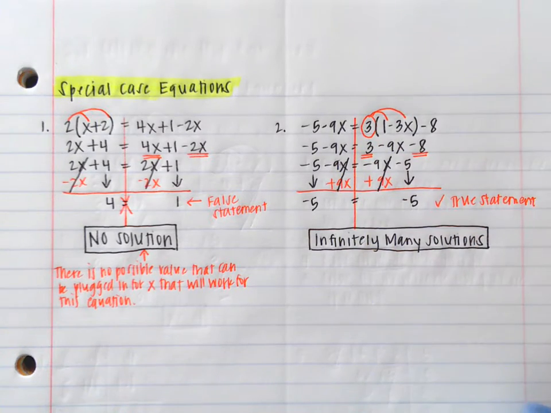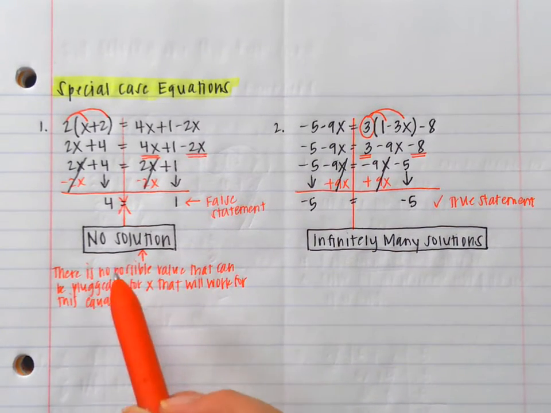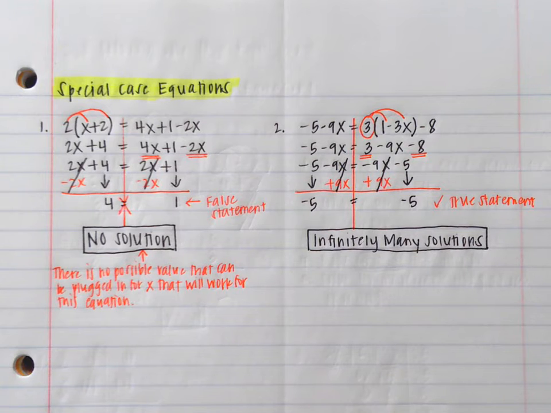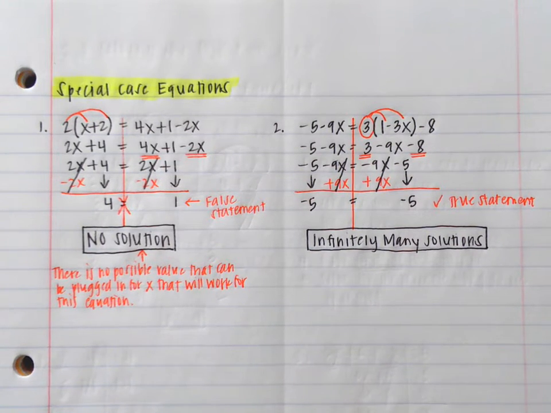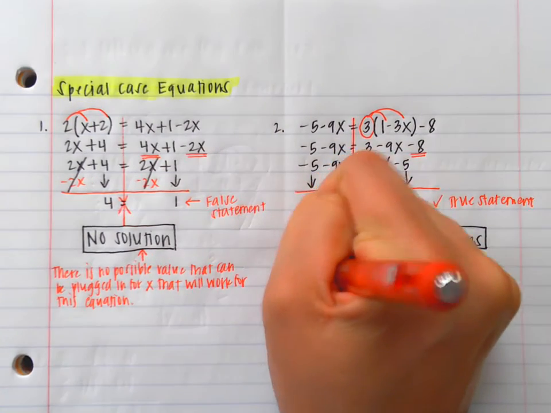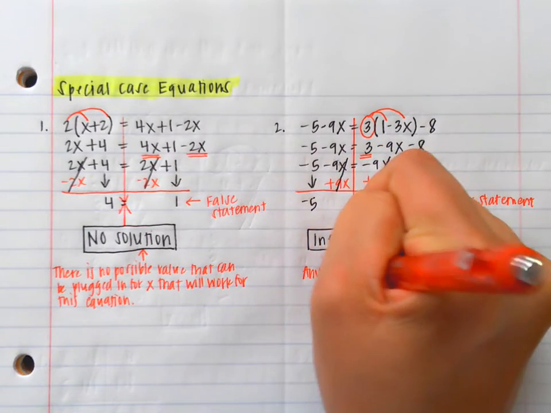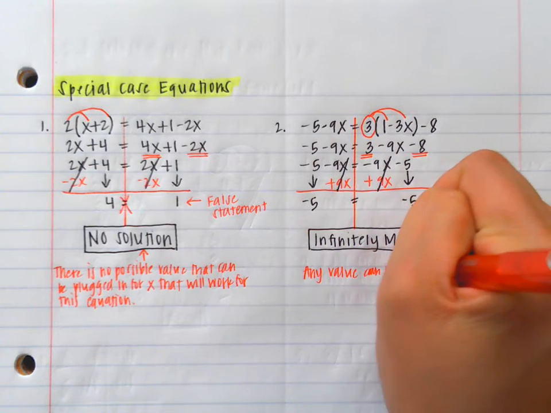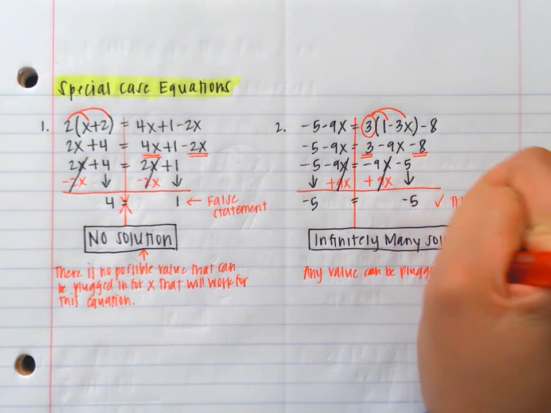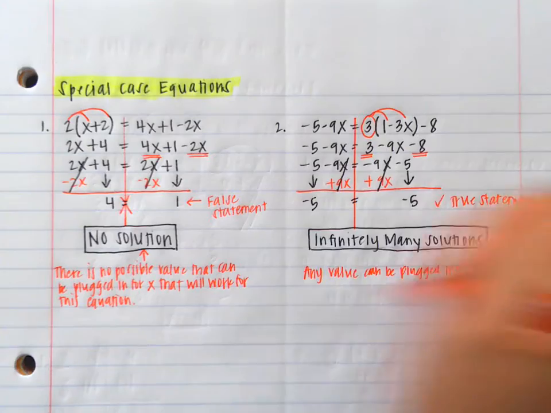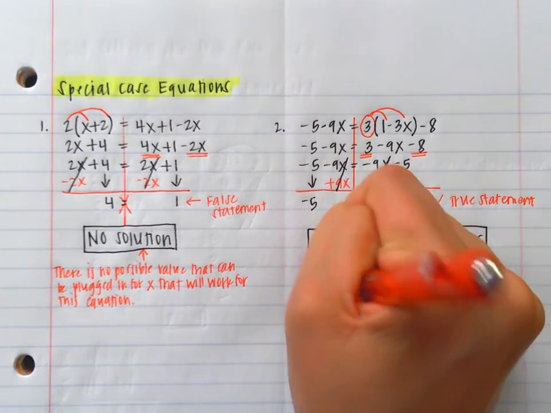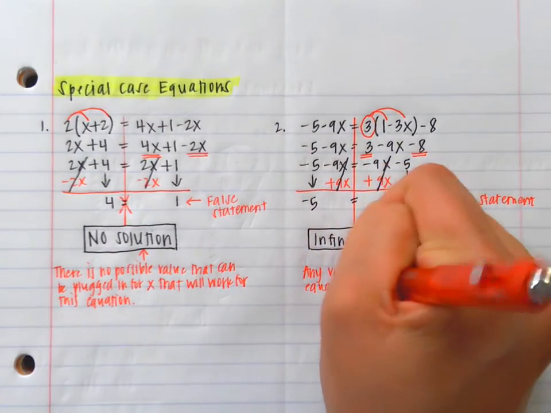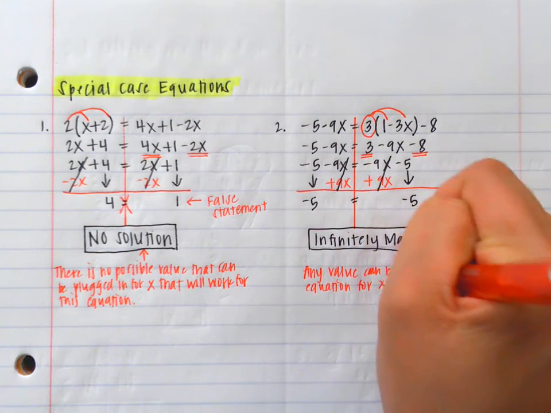And so what that means, where no solutions means there is no possible value that can be plugged in for x. With infinitely many solutions, that means any value can be plugged into the equation for x and it will work.